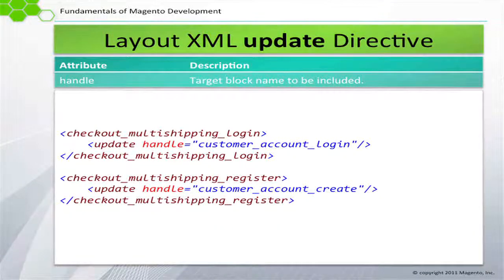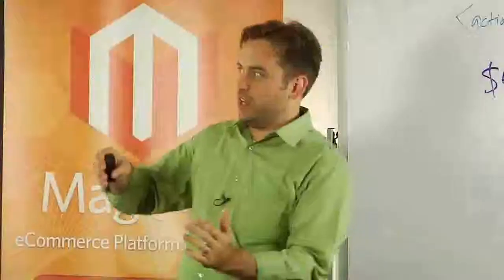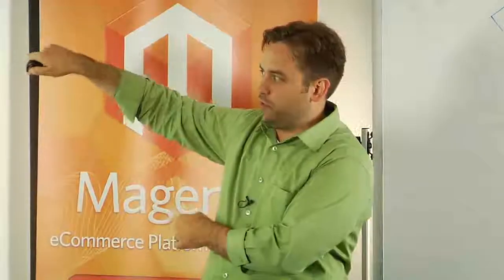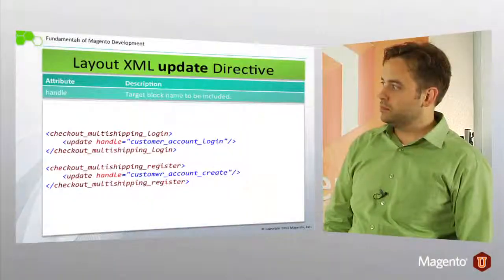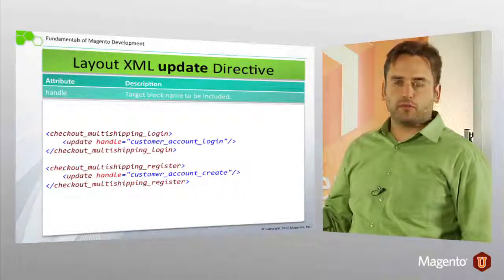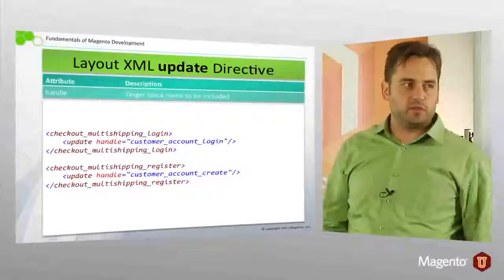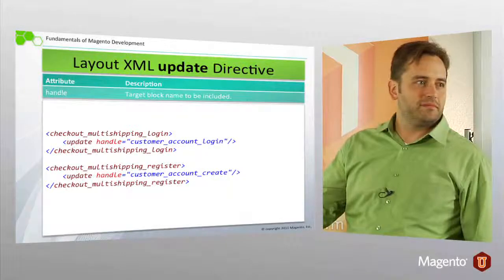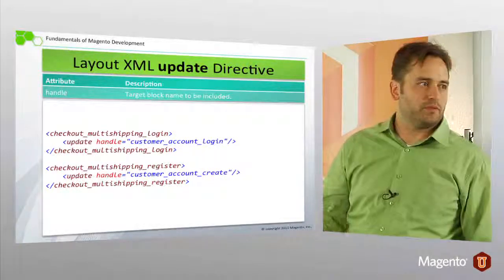The second we do this, we literally are saying to the layout update object, okay, hey, get me all the instructions that you have for customer account login, all those blocks and everything, and just add it in under here. And that way, whatever we do with customer account login in any module will automatically happen for checkout multi-shipping login.